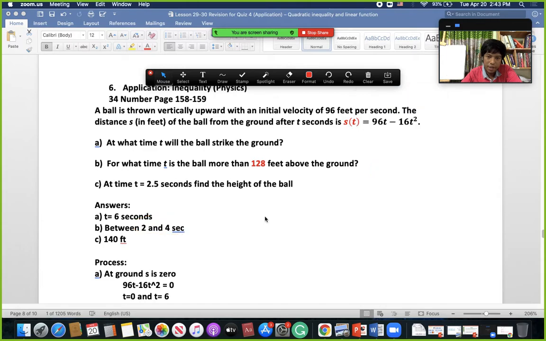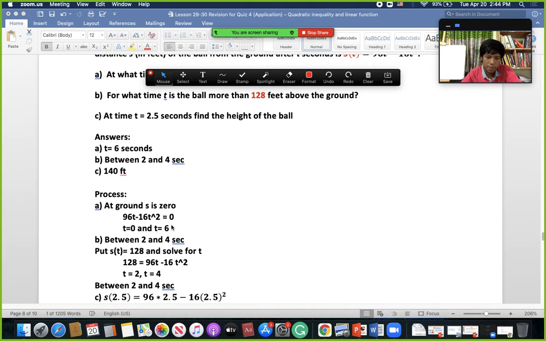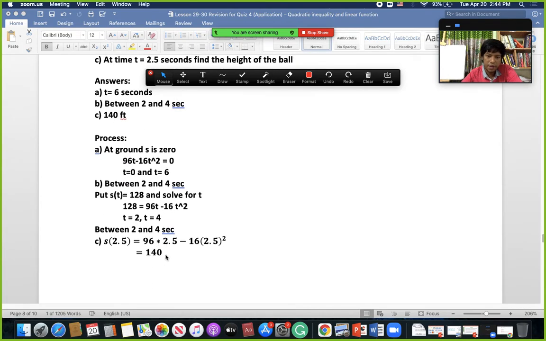And the next one is t equals 2.5 seconds. So you put t equal to 2.5 seconds, which is easier. Just t equal to 2.5 seconds, and then do the calculation. The answer comes 140 feet, and the math is slightly done here also.